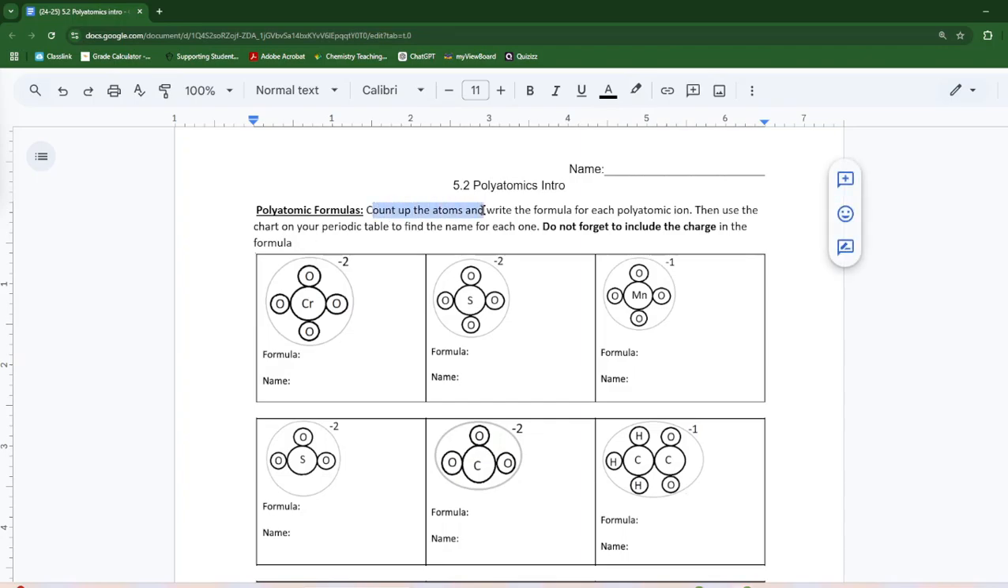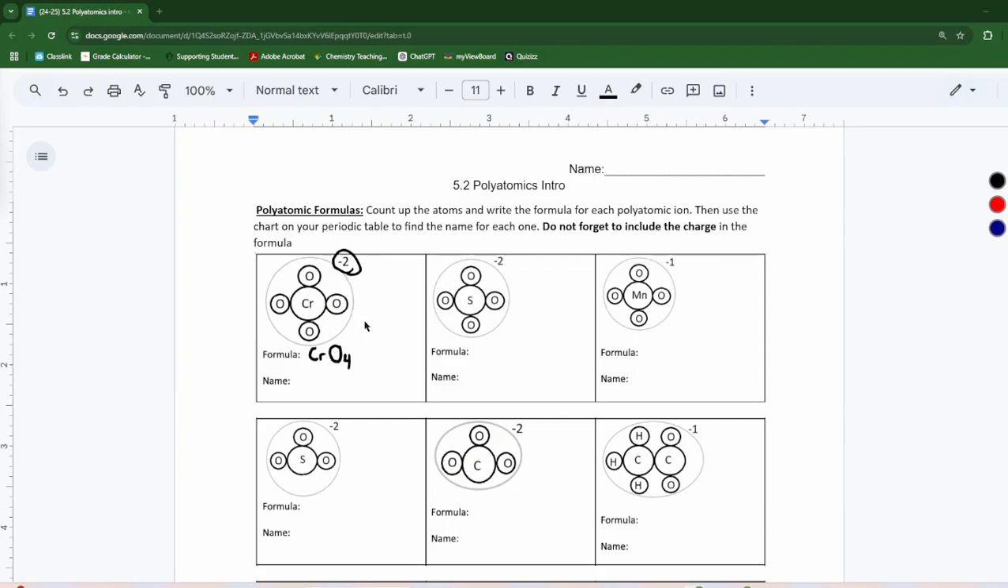I'm going to count up the atoms and write the formula, and then I'm going to find out what polyatomic ion that is. Let's look at this one right here. I'm going to first look at the central atom. Right there I've got Cr. How many Crs do I have? Just one. And then I have O. I got 1, 2, 3, 4 oxygens. So I'm going to put CrO4.